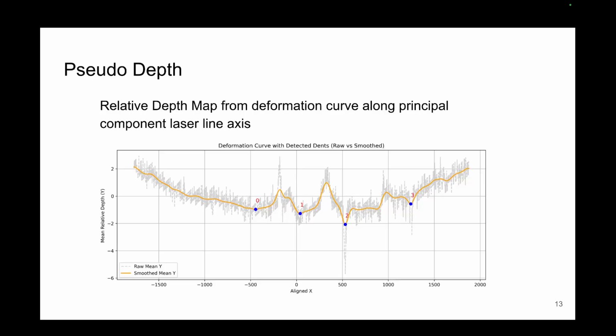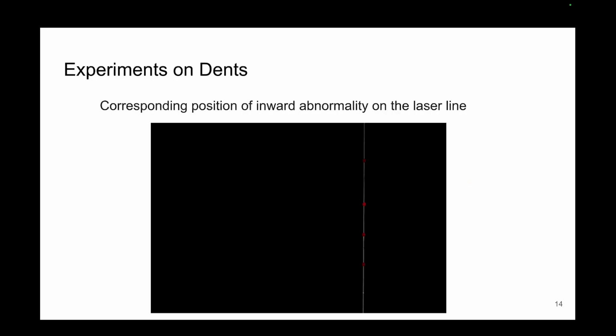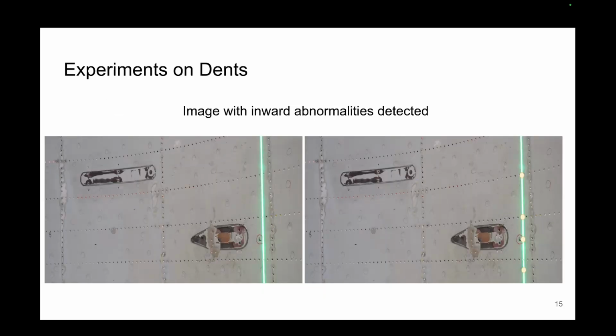Each local minimum corresponds to an inward abnormality because the laser line is on the right of the camera. According to the equation we derived before, the minima correspond to the inward abnormalities, and the y-axis is essentially the relative depth. We can get the positions of these abnormalities that are inward, such as dents, dings, and troughs. If we project it onto the normal exposure image, we see that the holes and dents are detected quite reliably from 2 meters away with a low-cost solution.